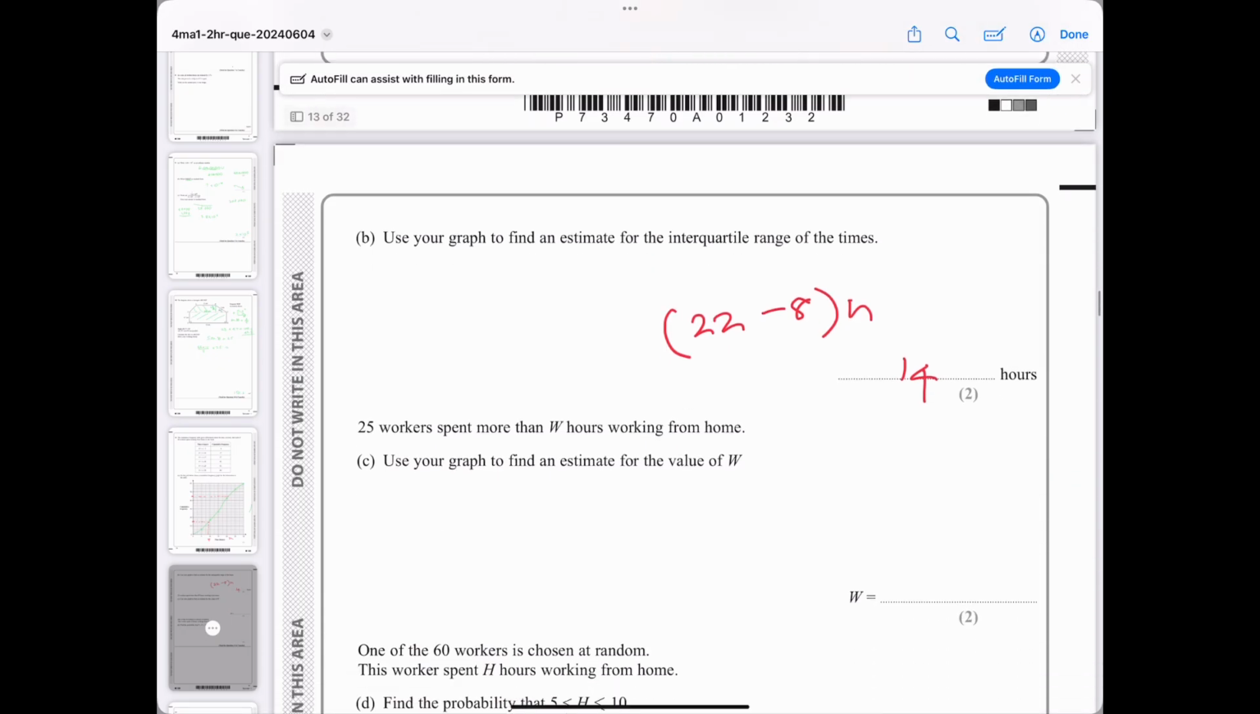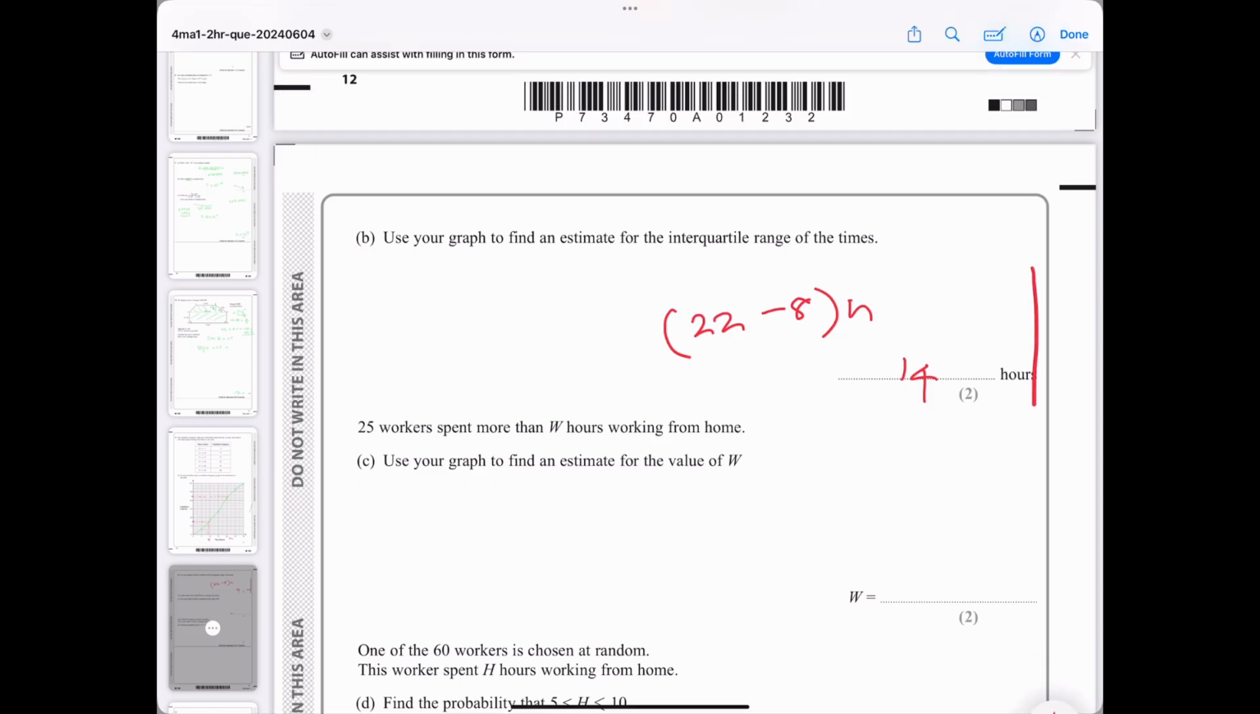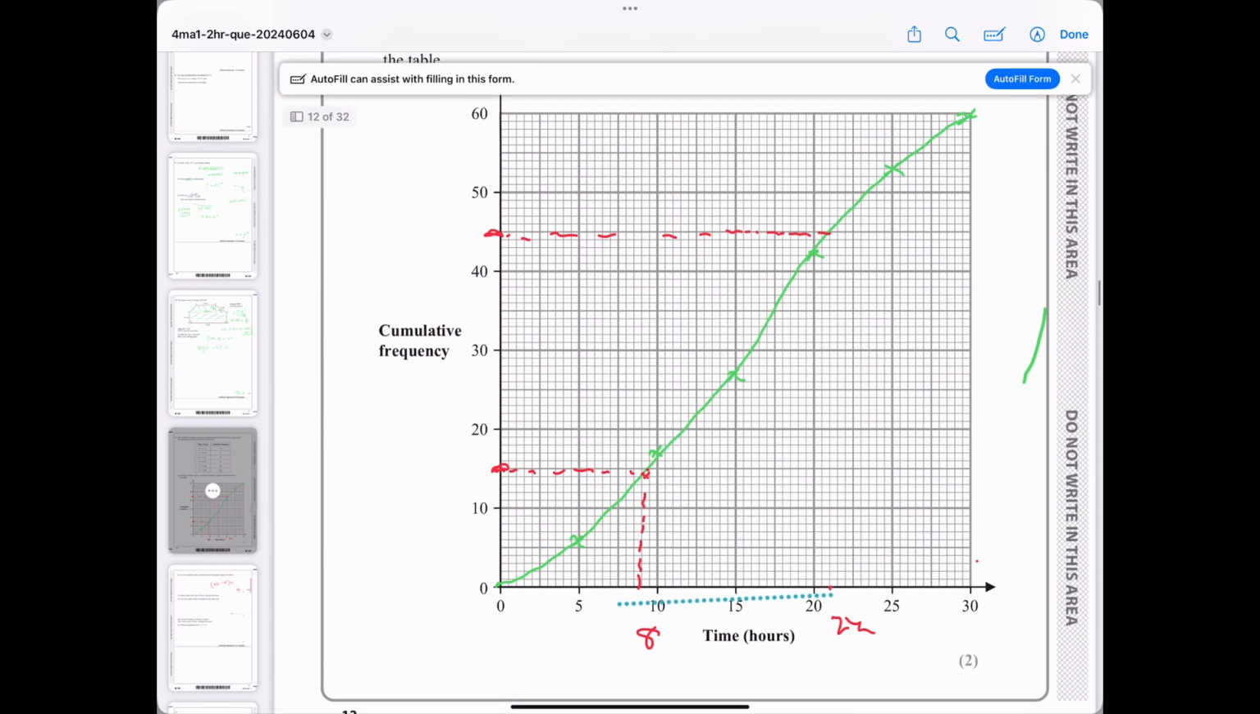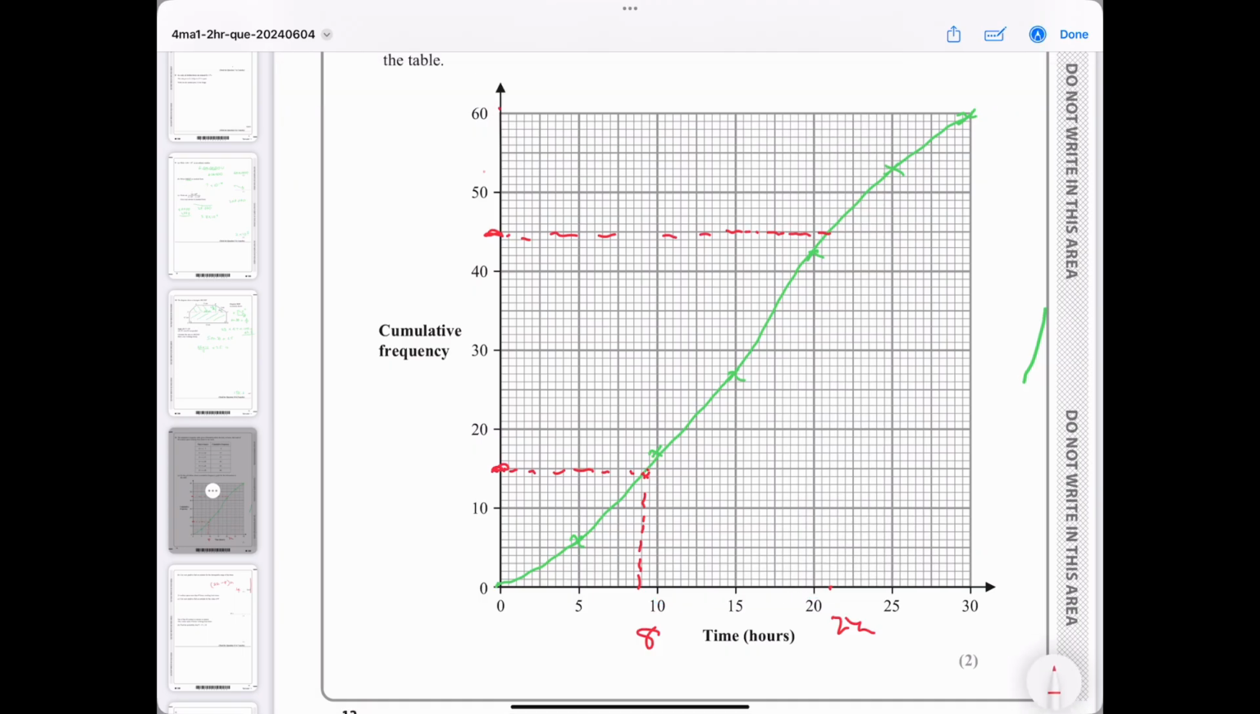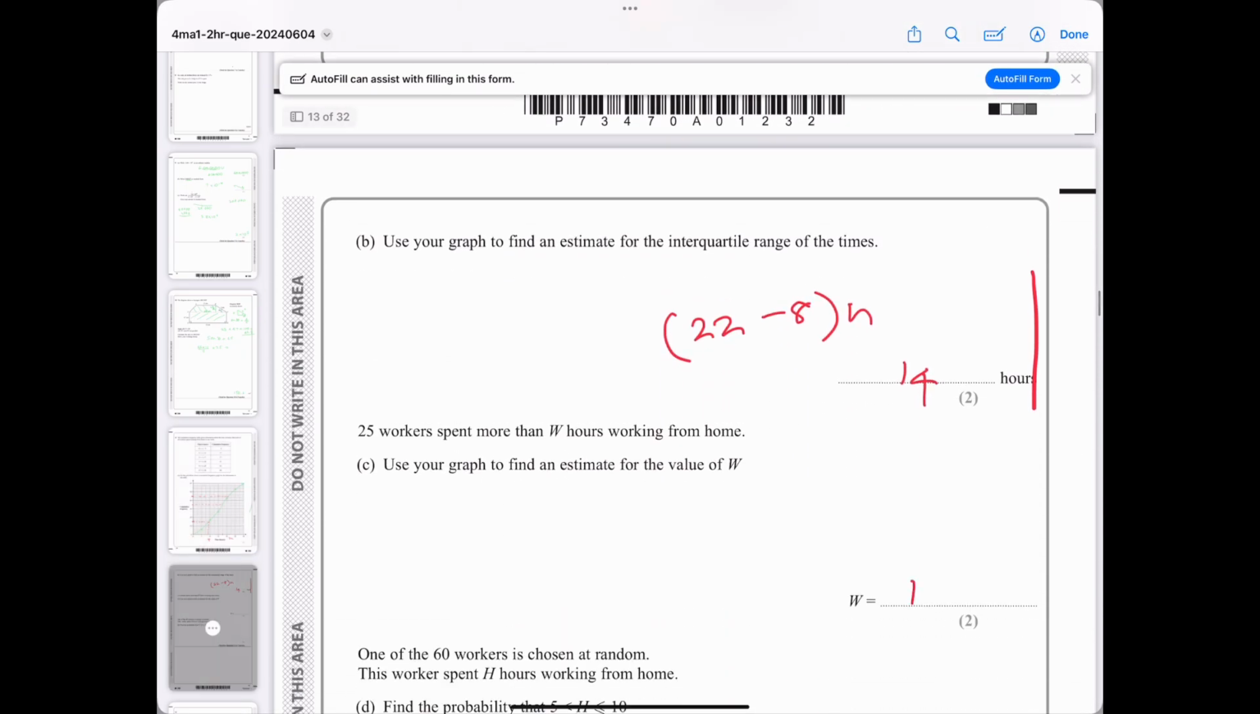Now, 25 workers spent more than W hours working from home. Use your graph to estimate the value of W. So, we know that 25 people did it. How many people? Oh, we've got 60. So that would be 60 minus 25, that. So this point here, these people spent this much time working from home, and actually that drops down to 17.5. So that means 17.5 is the point where they have been working from home.